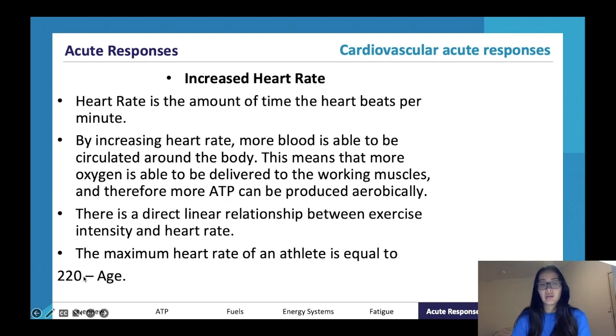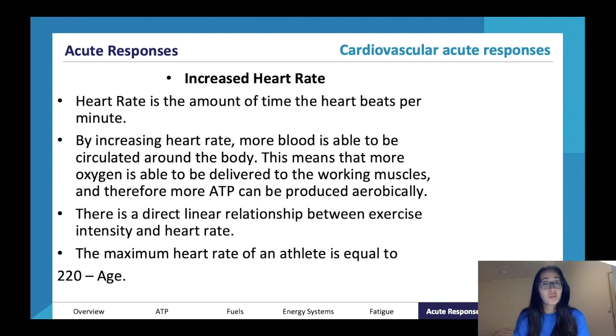And this is our maximum heart rate. The maximum heart rate of an athlete is equal to 220 take away their age. So I'm 21, so 220 take 21. You guys should figure that out. You're not allowed to calculate on the exam. They'll give you really simplistic calculations, like 220 take age. But this is the only calculation you need to know how to do. And it's come up in the exam before, so keep that in mind. If you're 18, do 220 take 18, your maximum heart rate is going to be something like 202 beats per minute, approximately. Okay, so keep that in mind.